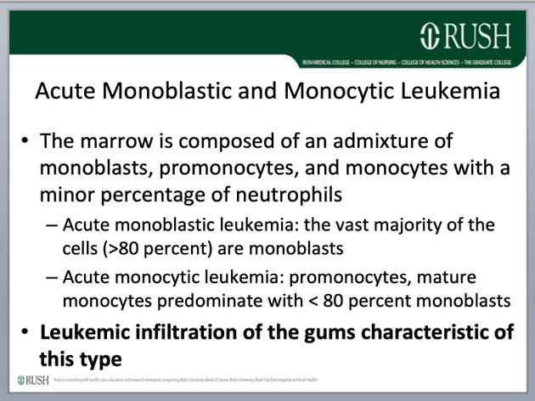If there's evidence of maturation in which the promonocytes and mature monocytes are more prevalent, and less than 80% of the cells are monoblasts, we call that acute monocytic leukemia. So there's a wide spectrum, and sometimes it's somewhat a gray zone whether we classify it one way or the other. Now, the key high-yield fact for acute monoblastic and monocytic leukemias is characteristic leukemic infiltration of the gums. I'll show you a picture to illustrate this in a second.